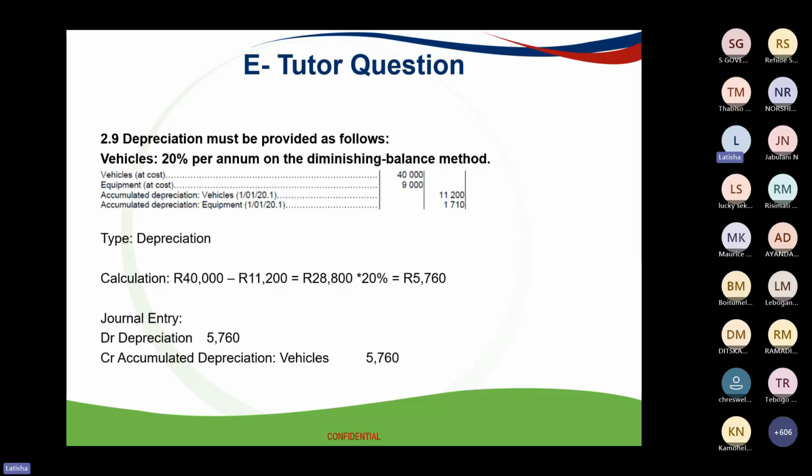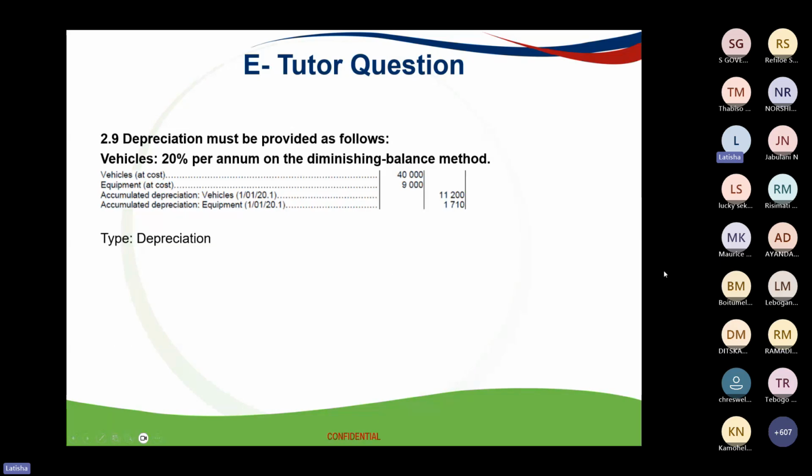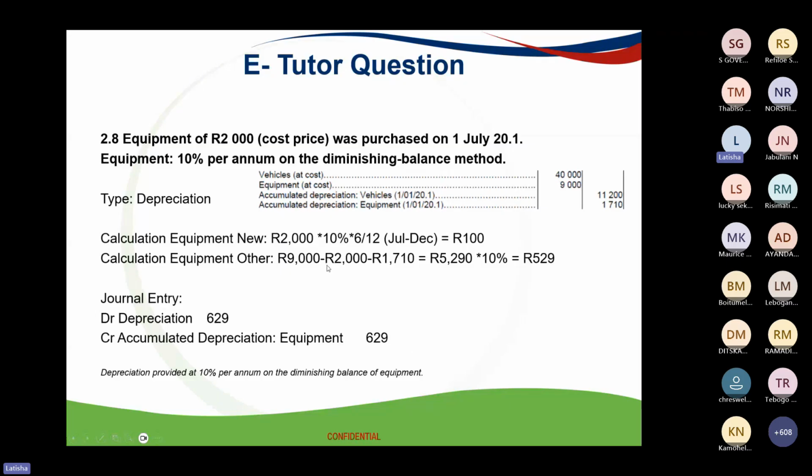Okay, there's a question, how do we calculate the new equipment calculation? Because someone gets a different answer. While we're on the depreciation, I would like to just go back to 2.8 to the equipment. So the new equipment is stated in the information: equipment of 2,000 was purchased on the 1st of July, and the depreciation policy is 10% on the diminishing balance method.